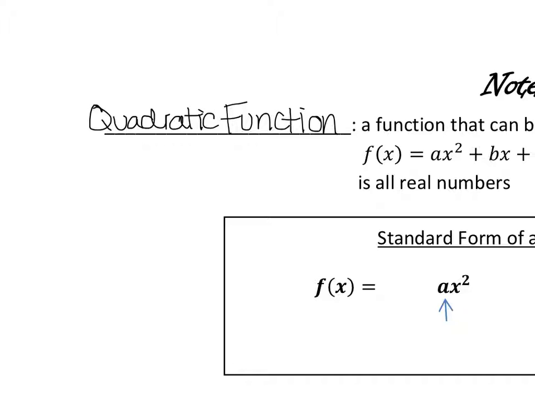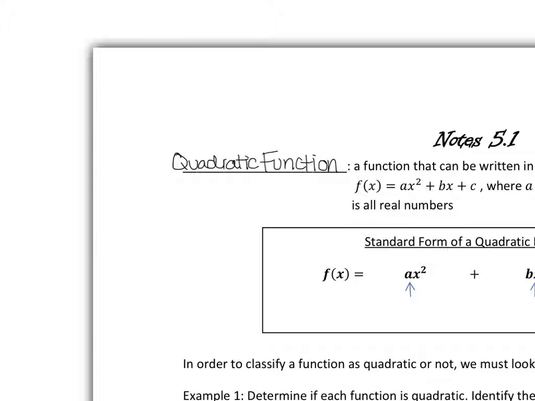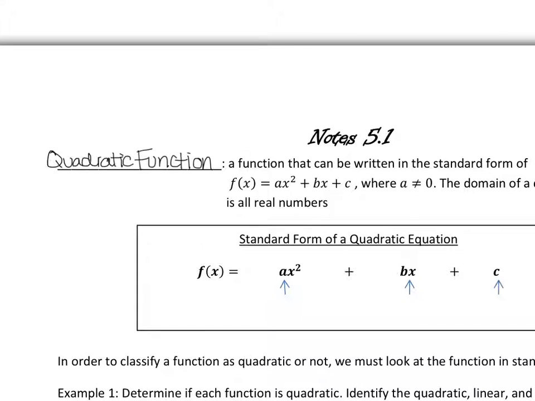A quadratic function is a function, so it passes the vertical line test, that can be written in the standard form of f of x equals ax squared, that's new, we haven't had the x squared so far in this class, plus bx plus c. We've had things that have an x and numbers in them. a, b, and c are all numbers, and then we'll have our x's in there. What is f of x the same as?